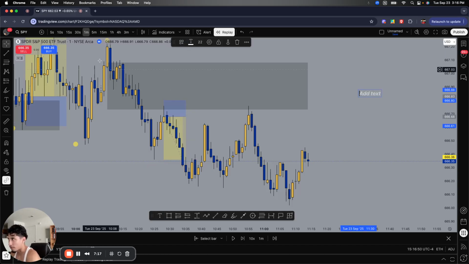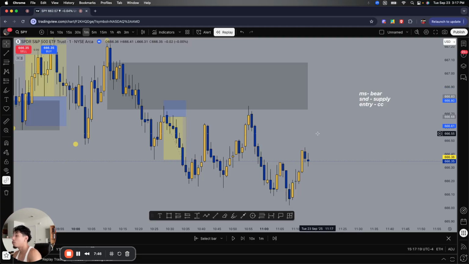Like I said, now we've identified on the 5 minute that the market structure is bearish. So at this point, we put bearish. And since the market is bearish, I'm looking for supply zones. So I put supply, and the entry model in this case would be a candlestick close entry model. So at this point I just waited for this candlestick to close, and then I took the entry. So, candle close entry.